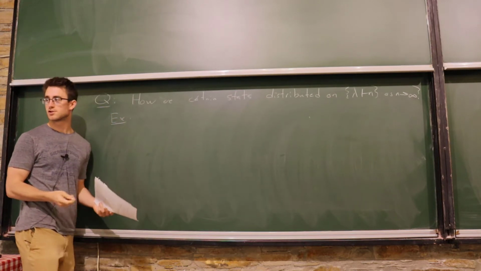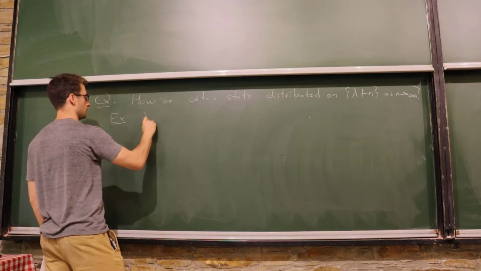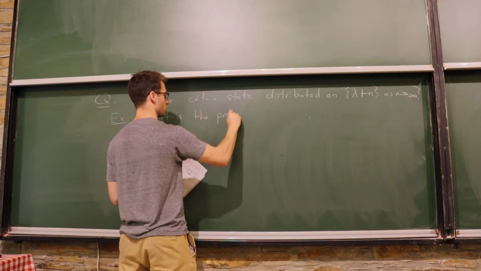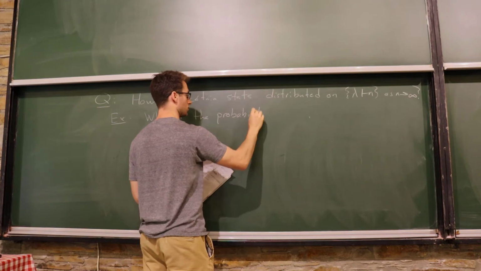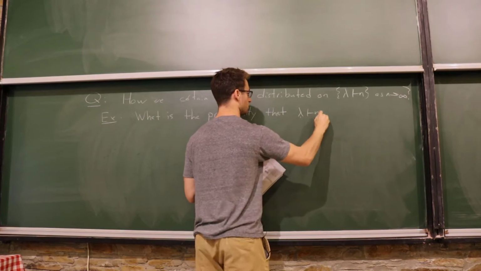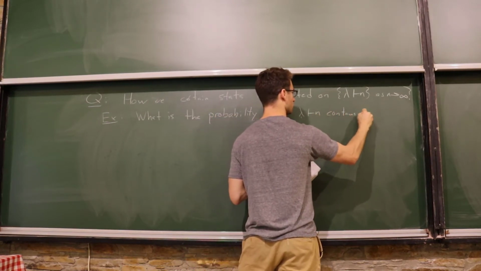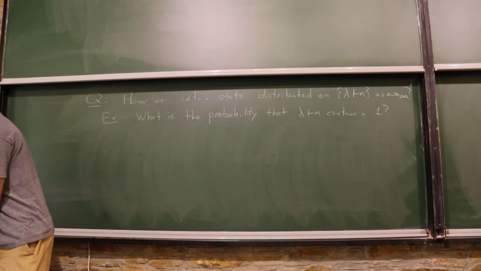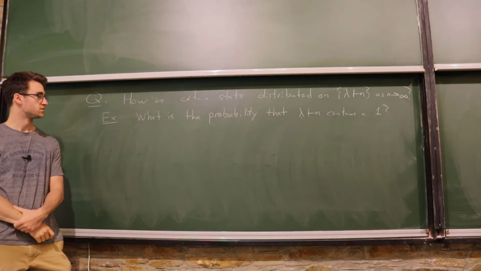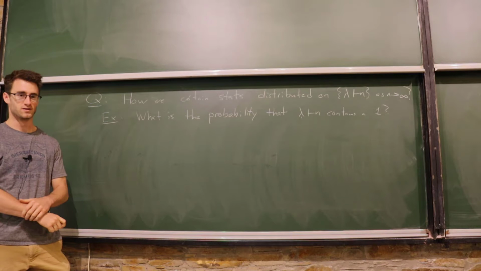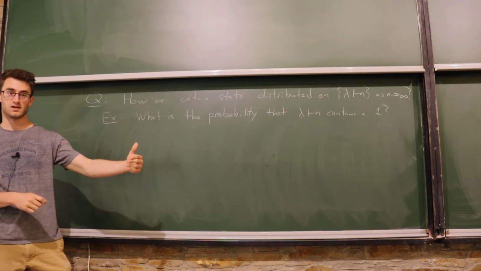So for example, what's the probability that a partition of n contains a 1? What do you think? Yeah? Nick? Well, okay, you mean as n tends to infinity, it should be 1.